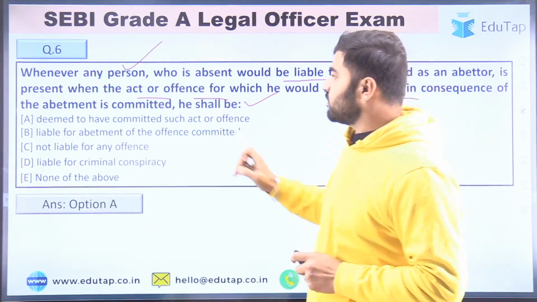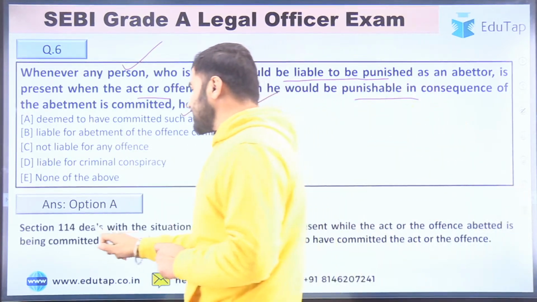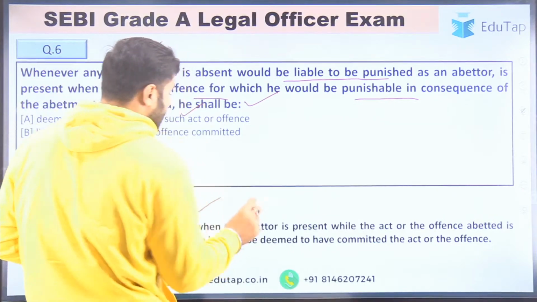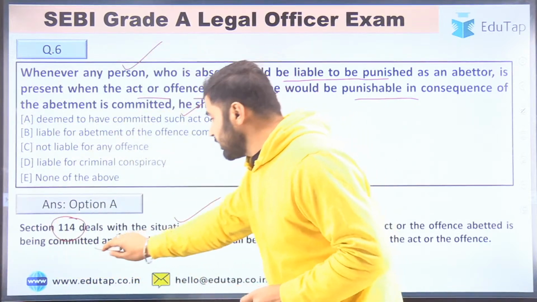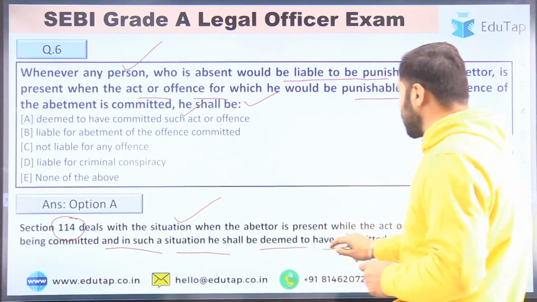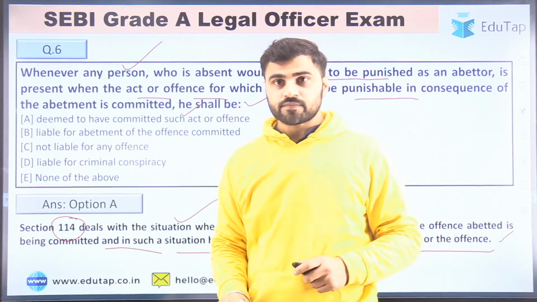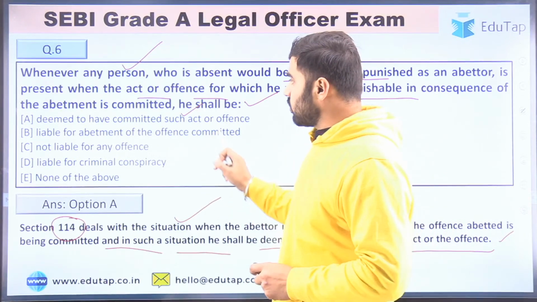So the right answer is option number A, that is deemed to have committed such act or offense, right? If you read Section 114 of the Indian Penal Code, that deals with the situation when the abettor is present while the act or the offense abetted is being committed, and in such a situation he shall be deemed to have committed the act or the offense, right? Gaurav is saying B. No, Gaurav, it's option number A, right?